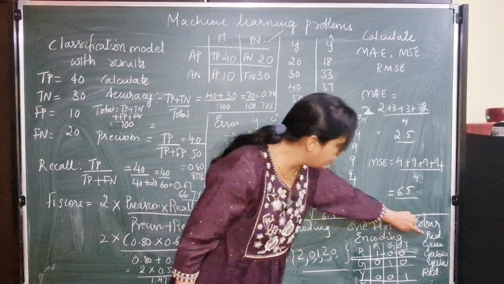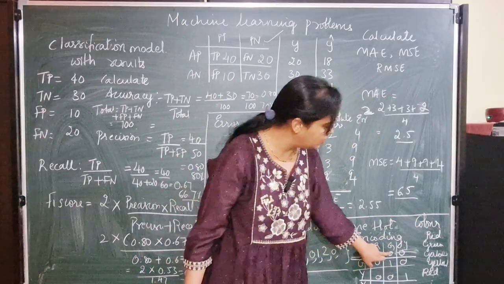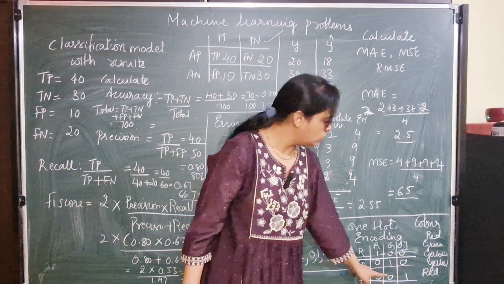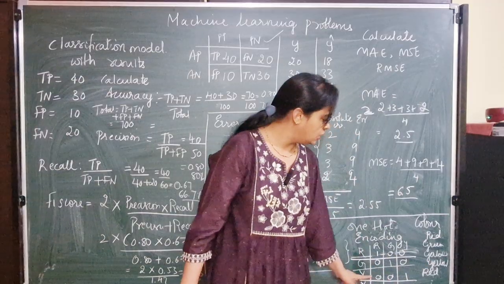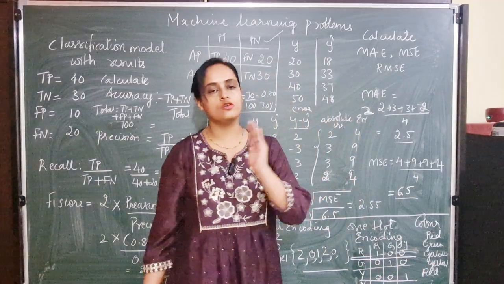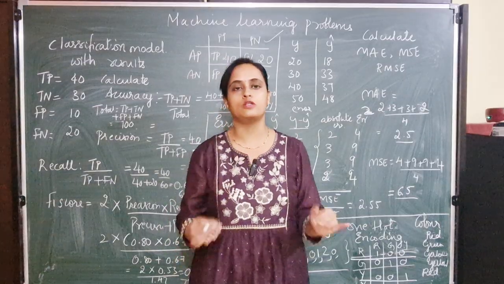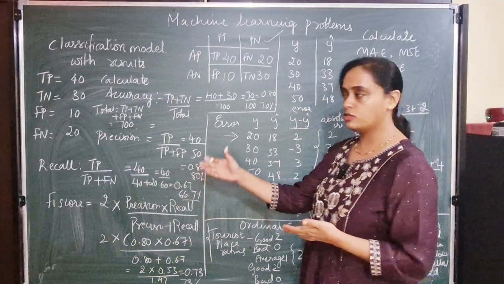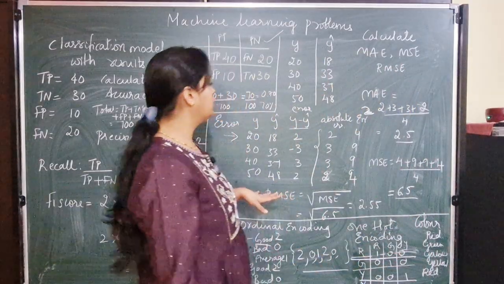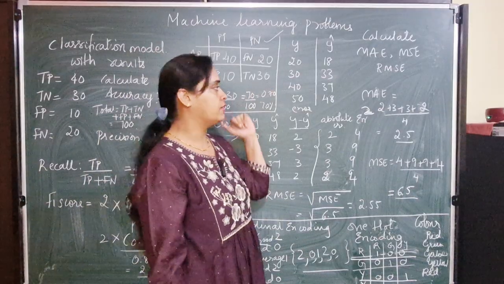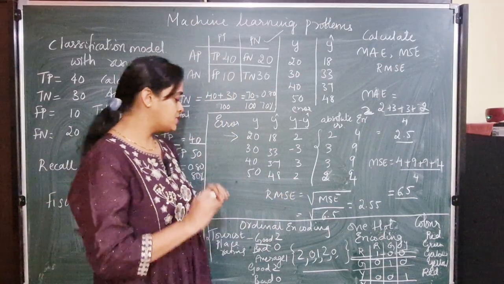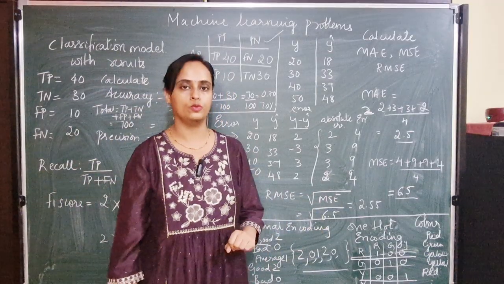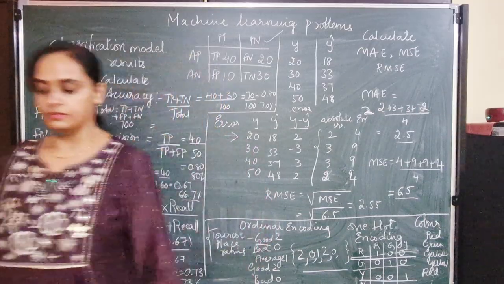So to represent red, what is the code I will be using? 100. For green, 010. For yellow, 001. Again for yellow, 001. For red, 100. So we are using binary columns to represent. Hope you understand now. If a problem is given to calculate evaluation metrics, you should be able to do it. If a problem is given to identify the various errors, you should be able to do it. And representing the data, whether in the form of ordinal encoding or one hot encoding, you must be able to do it.